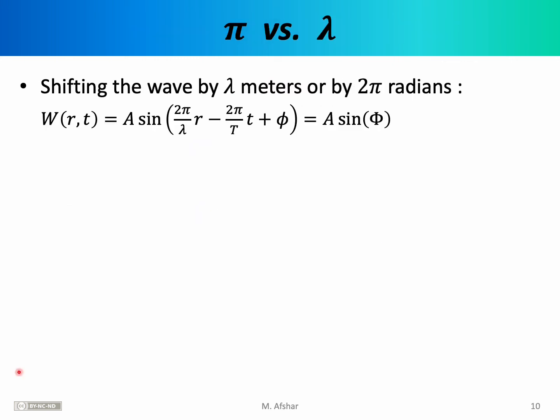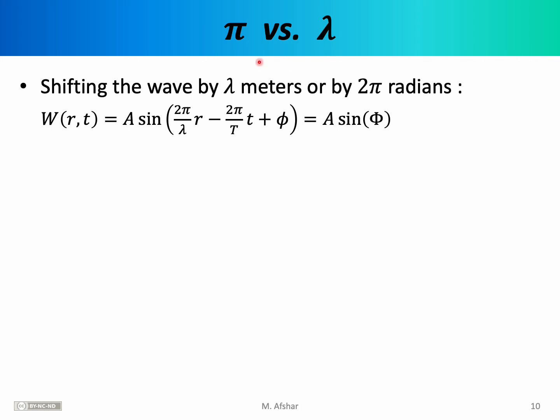I want to end this lecture with a word of warning. Do not confuse your Greek letters. It's very common for students to confuse pi with lambda. Of course, they have different meanings. Lambda refers to the wavelength and is measured in meters. Pi is a very specific number, 3.141..., and it's usually measured in radians.